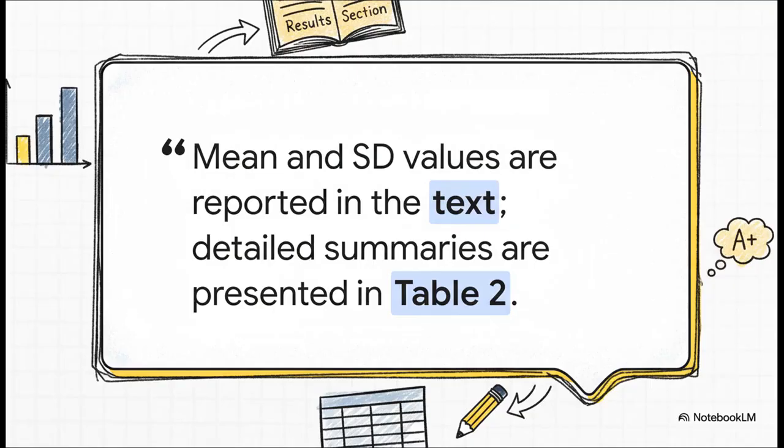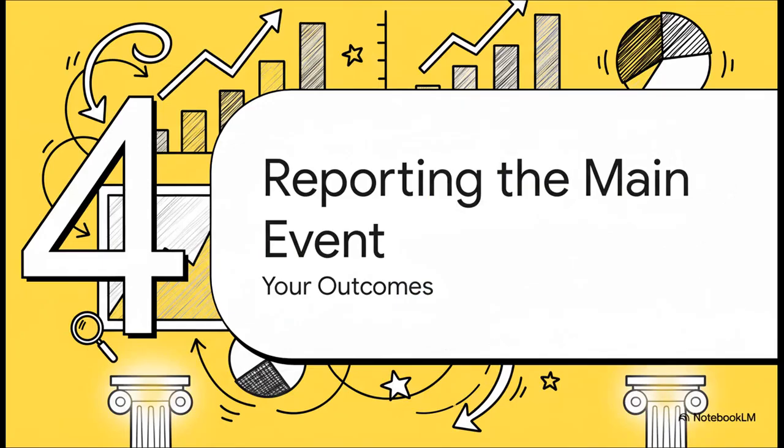And hey, are you starting to see a pattern here? It's that same strategy we use for the participants. You use the text to tell the story, to highlight the most important numbers, and then you point the reader to a detailed table for the full breakdown. This whole text for the story, tables for the data approach is a total game changer for clear, professional, scientific writing. All right, the foundation is set, the scene is painted, it is time for the main event.